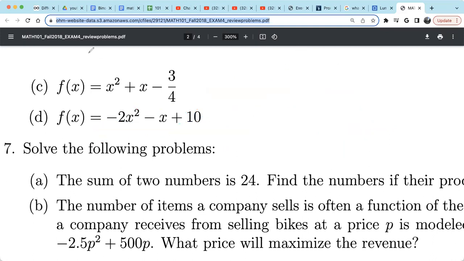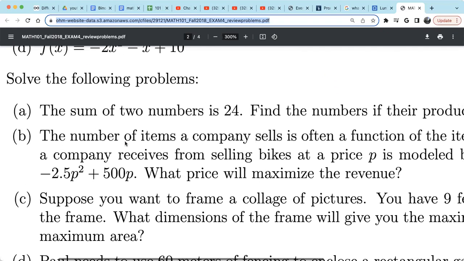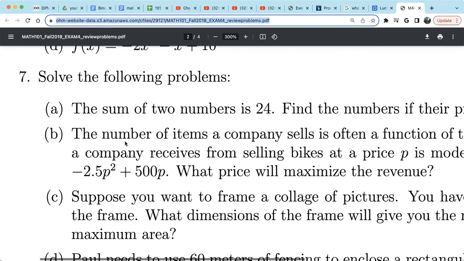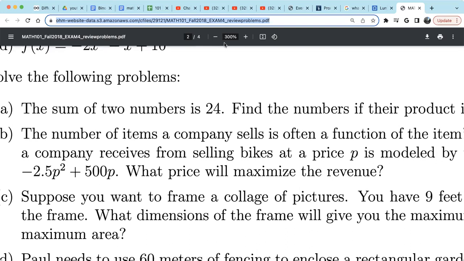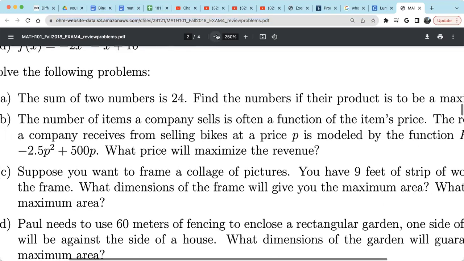Okay, now we finished graphing quadratic functions. We're going to life applications. So this is question 7. I want to solve these problems. Let me make this a little bit smaller so you can see the whole thing.